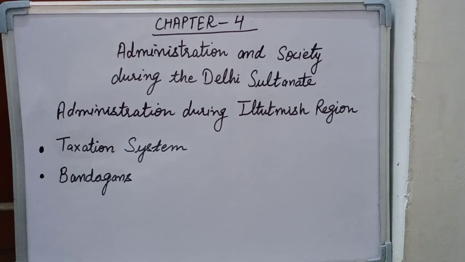The next topic is the taxation system. The main source of income was land revenue, and the entire land of the Sultanate was divided into four kinds. First, land given to Iktas, whose revenue was collected by Iktadars. Second, land given to Hindu landlords, the Riyas. Next, land under the direct control of the Sultan, the part of land from which he collected the revenue himself. And last, land given to Muslim scholars.